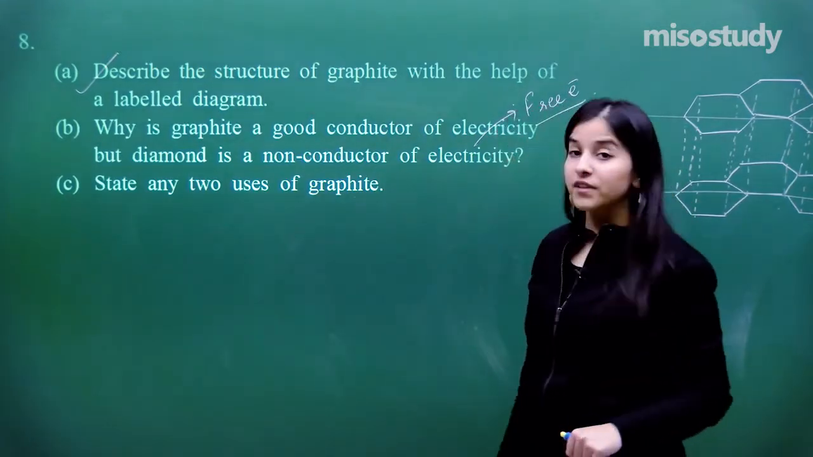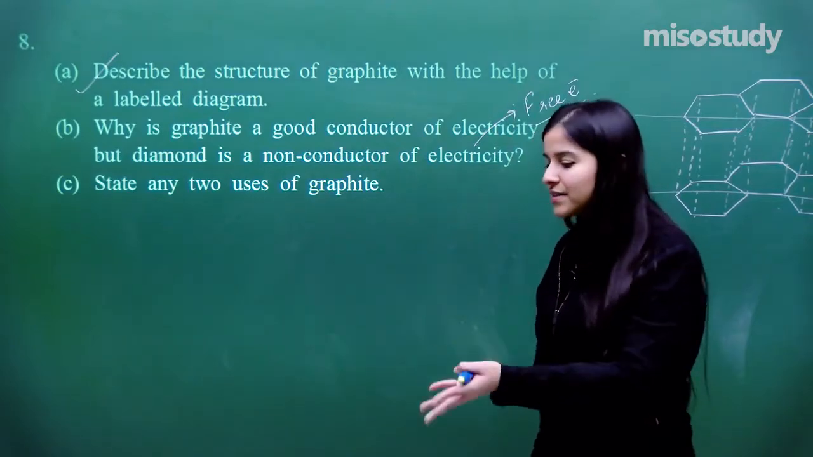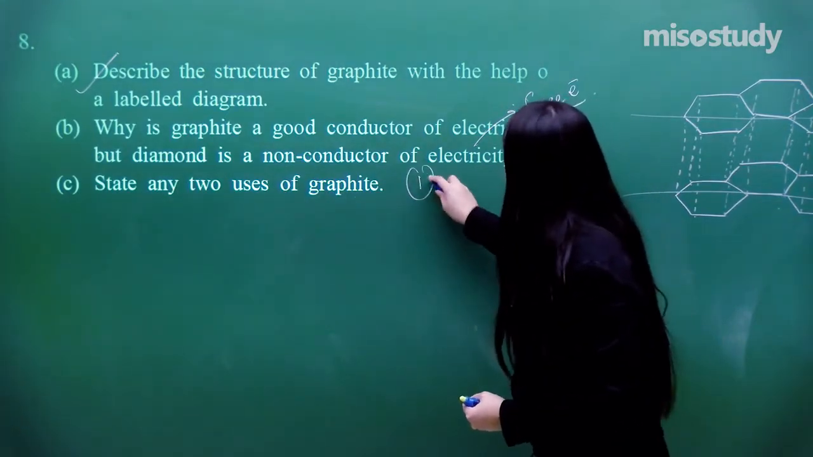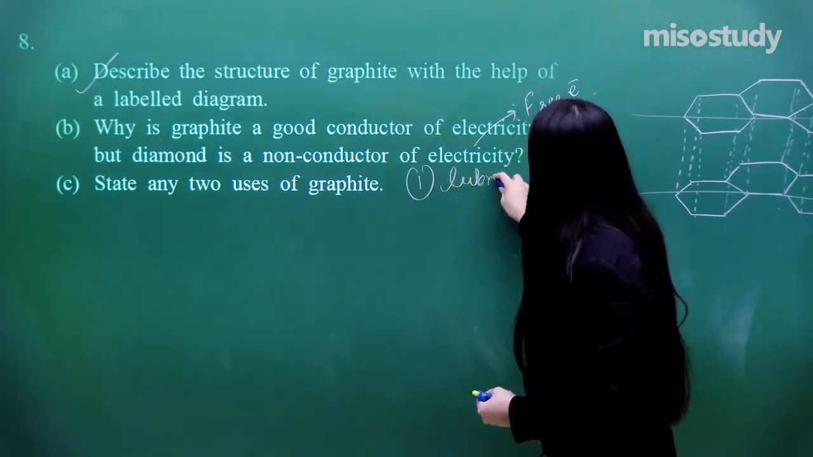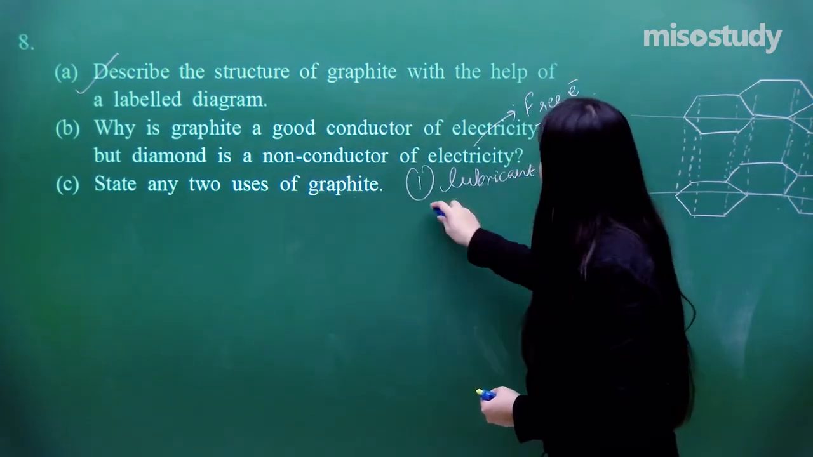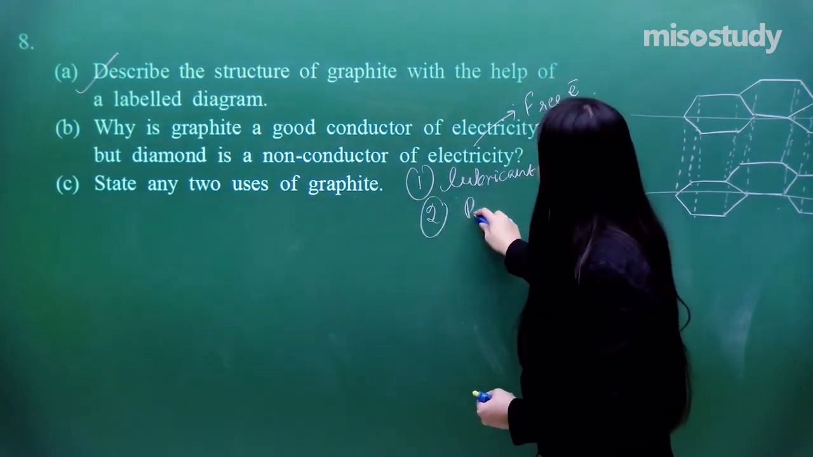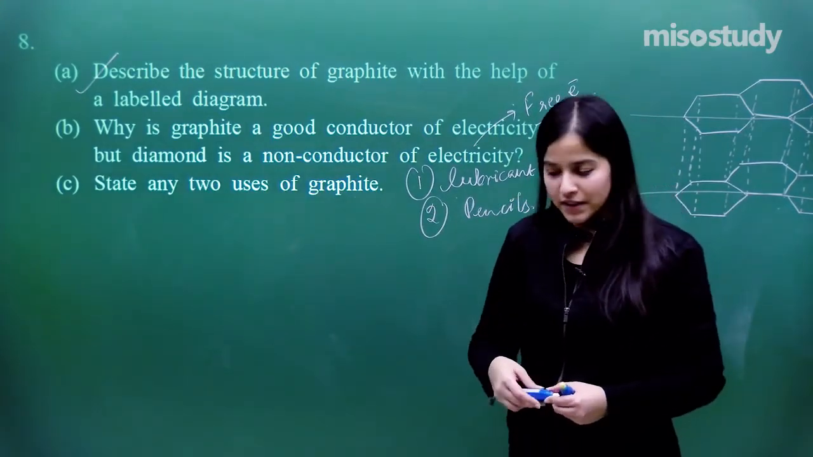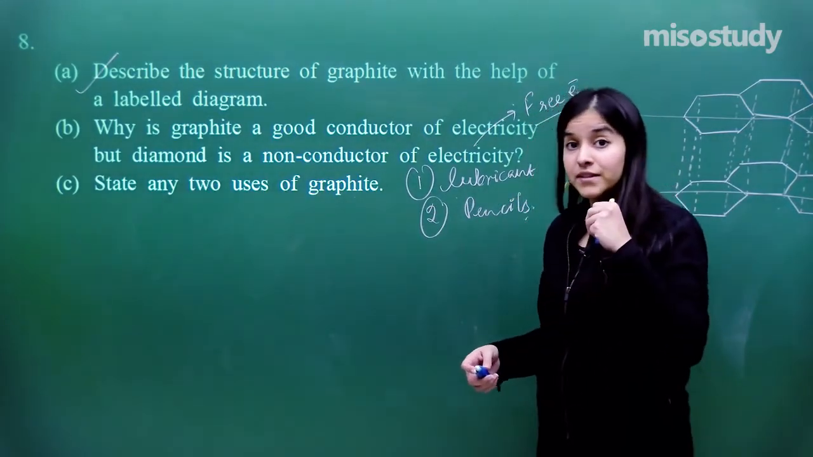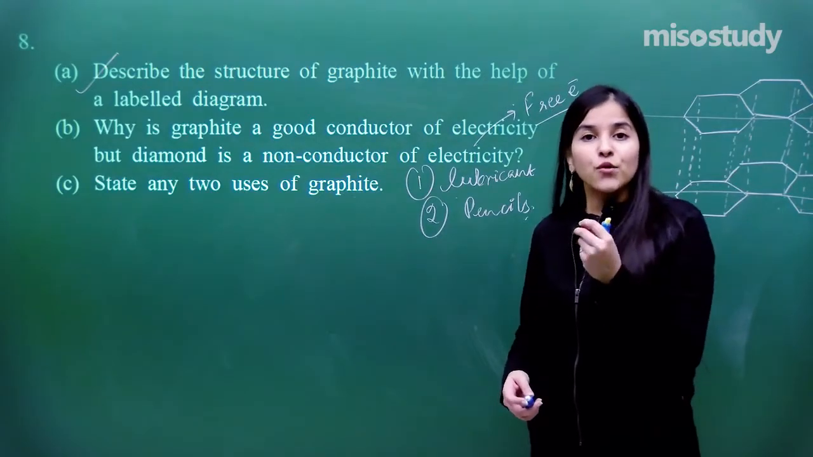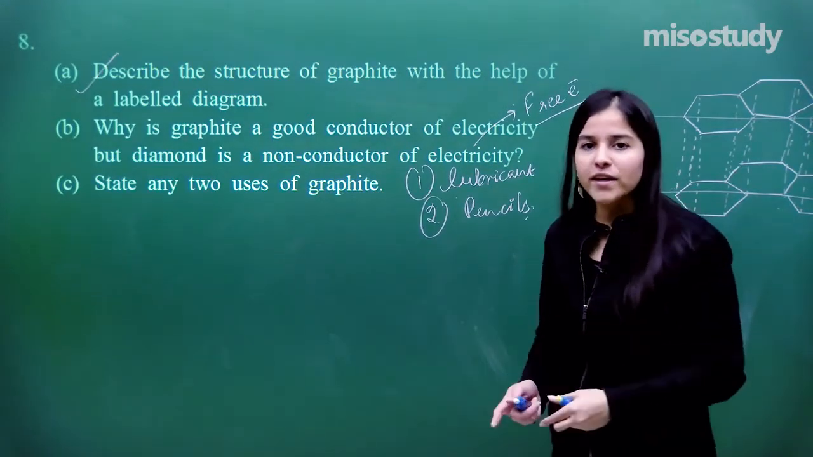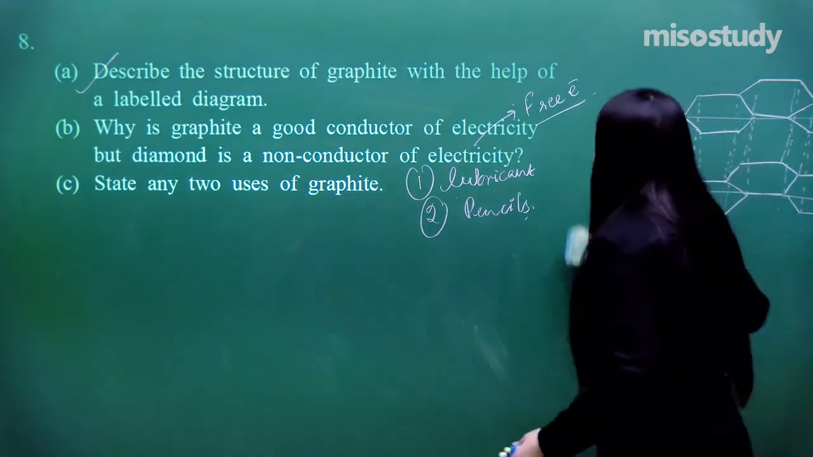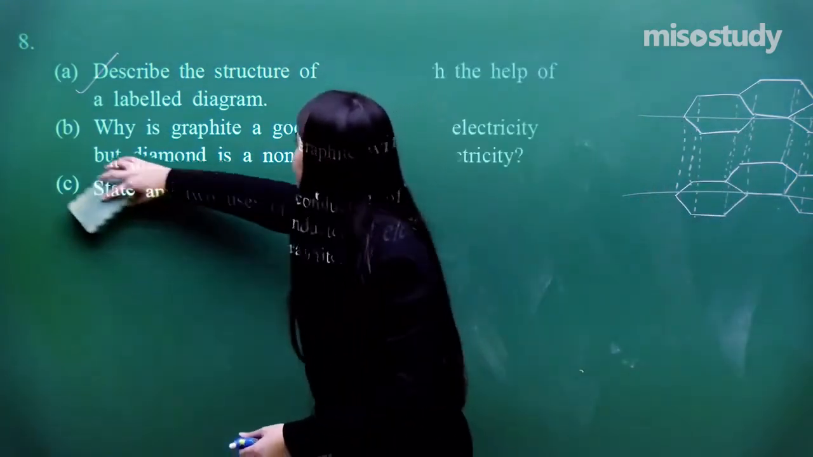State any 2 uses of graphite. First, we just did in the previous question, that is as a lubricant, and the second one can be used in pencils, or maybe some equipment or some very special kind of pencils which are used to draw sketches. In that also graphite is very prominently used.